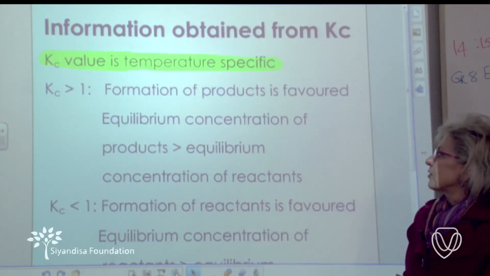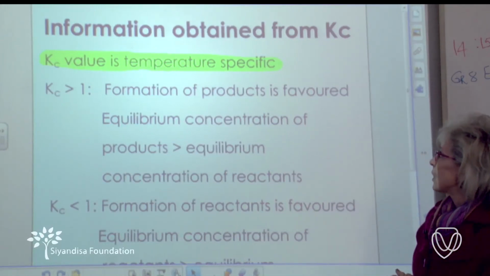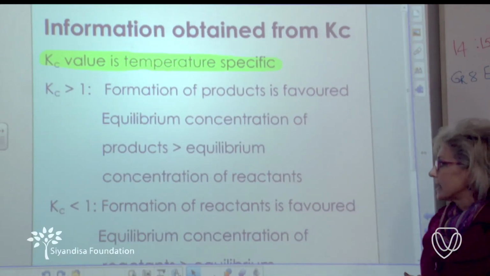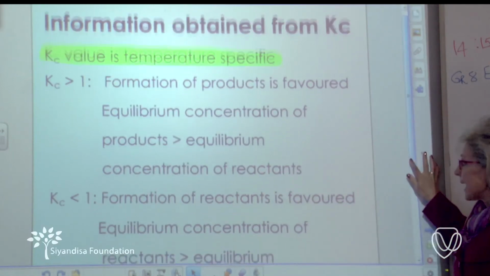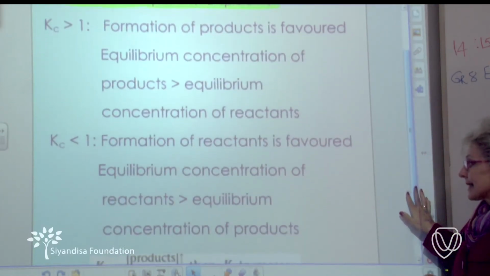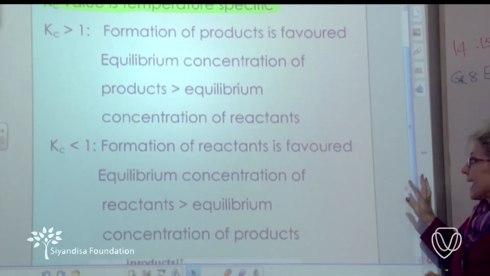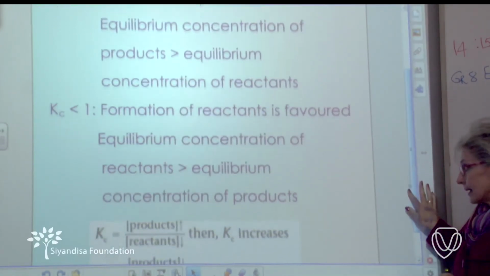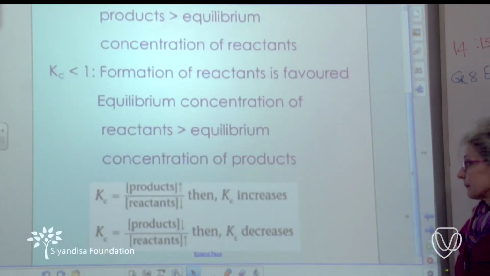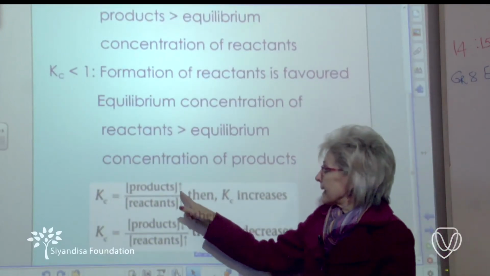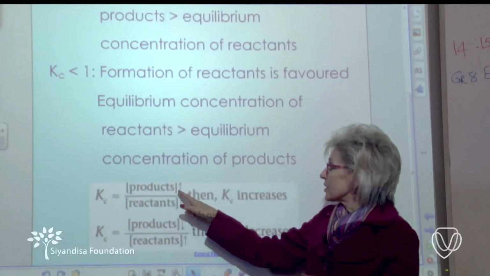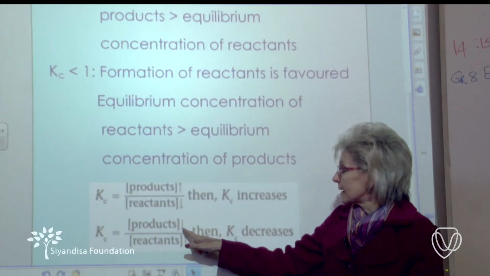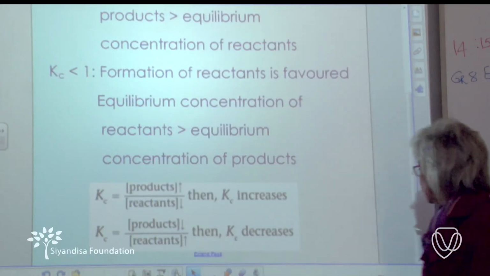Interpreting Kc values: for Kc greater than 1, the formation of the products is favored. The equilibrium concentration of the products is greater than the equilibrium concentration of the reactants. Then when Kc is less than 1, the formation of the reactants is favored. The equilibrium concentration of your reactants is greater than the concentration of your products. So as shown here, if the concentration of products increases, then Kc increases. If the concentration of your products decreases, then Kc decreases.